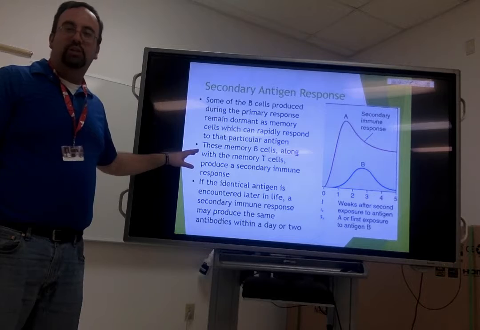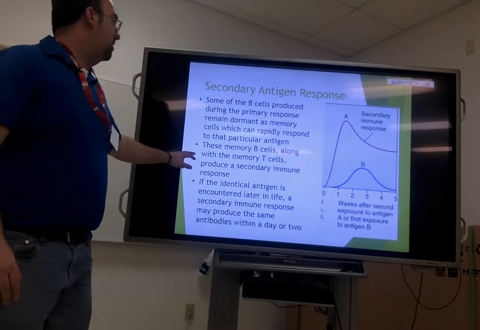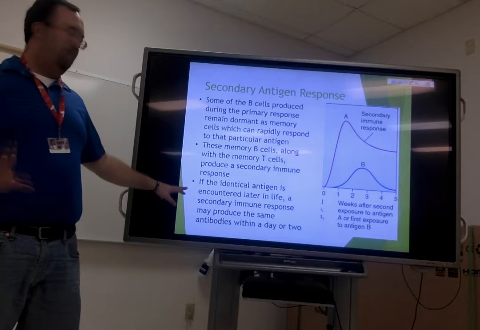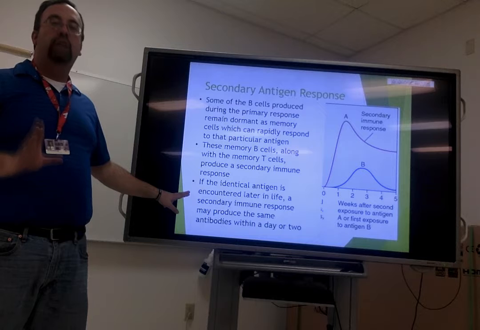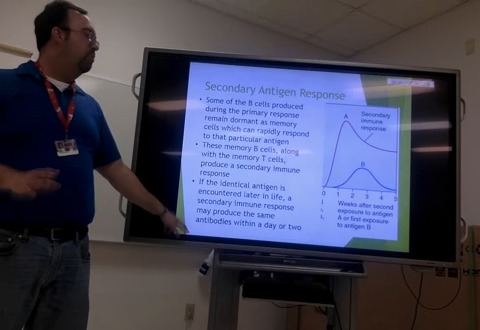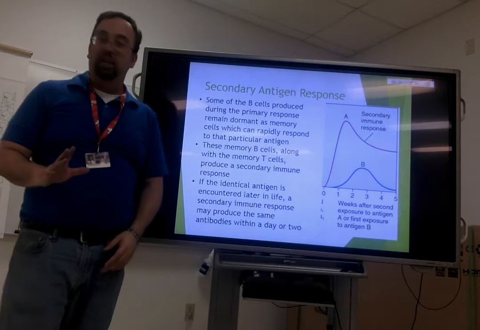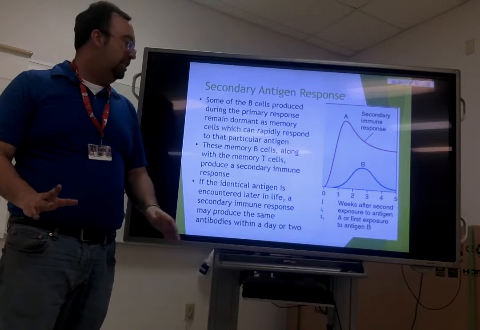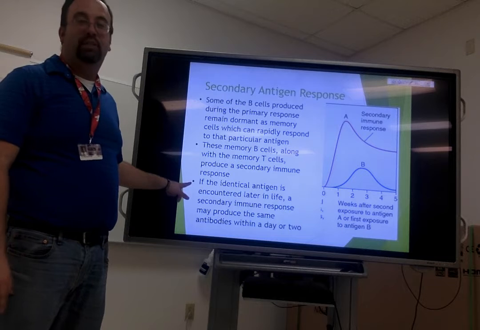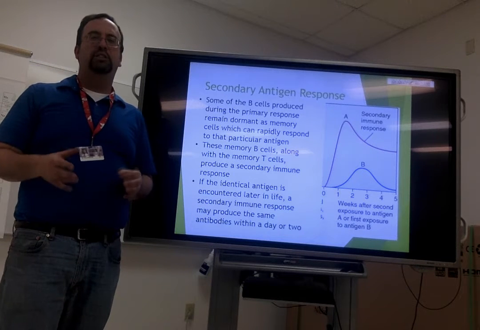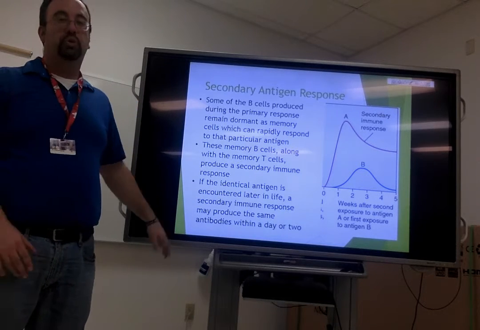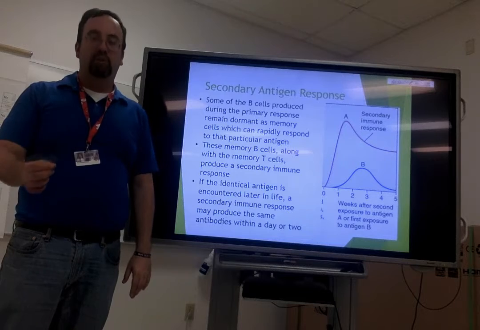The memory B cells, along with the memory T cells, will produce a secondary immune response. If the identical antigen is encountered later in life, a secondary immune response may produce the same antibody within a day or two. So instead of taking weeks or possibly months to have an immune response, because of the memory B and memory T cells, now your body can produce antibodies within a day or possibly two. So this is obviously going to allow for a much faster immunological response.